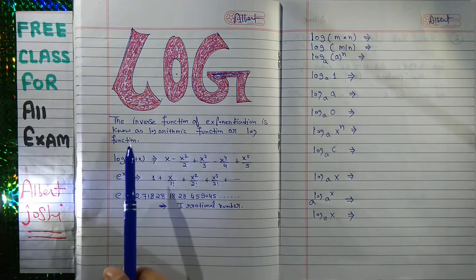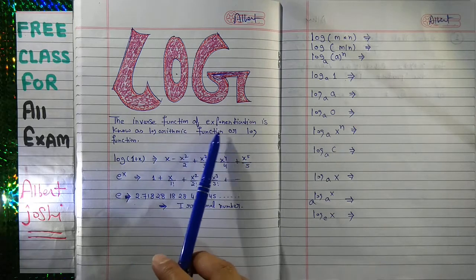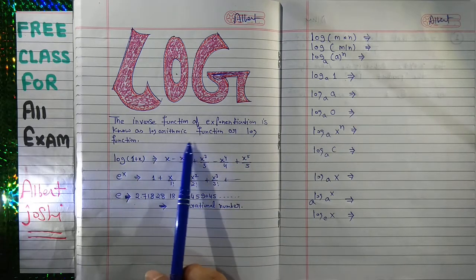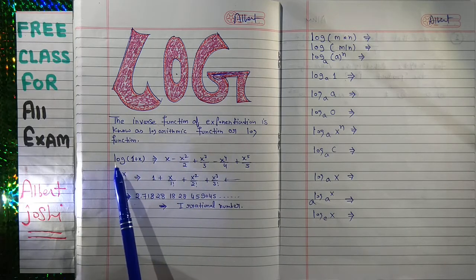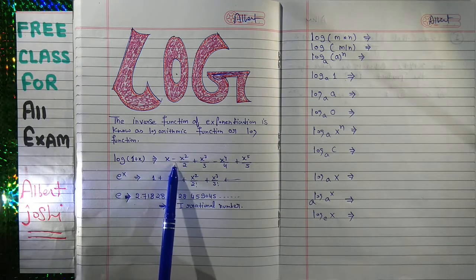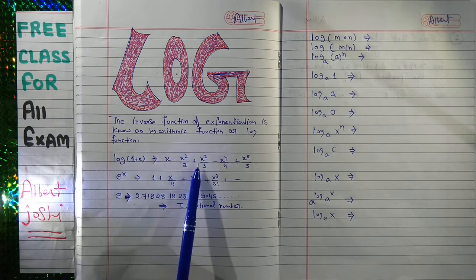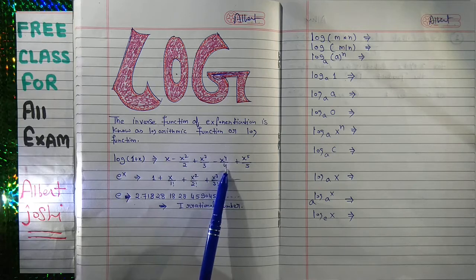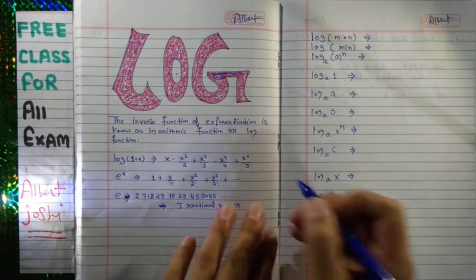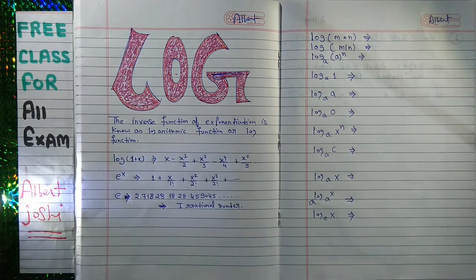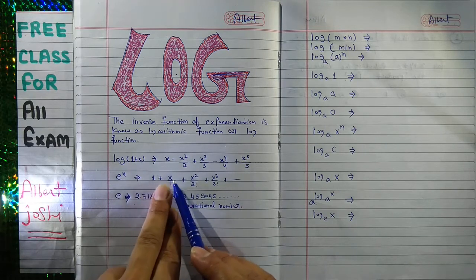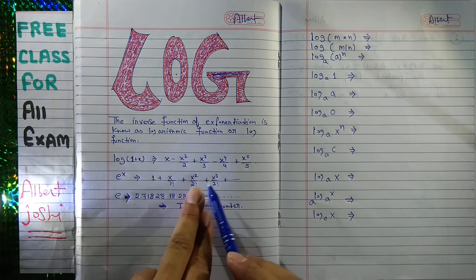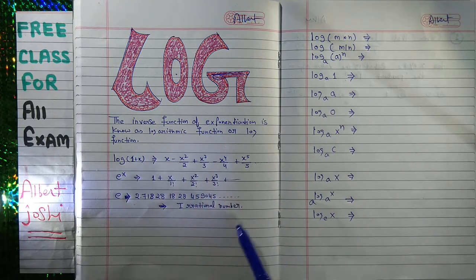We will discuss the inverse function of exponential, which is known as the logarithmic function or log function. So what is the log function? Actually, this log is also a value. The expansion of log(1 plus x) is x minus x square upon 2 plus x cube upon 3 minus x to the power 4 upon 4 plus x to the power 5 upon 5, and so on, infinite. Similarly, e to the power x is equal to 1 plus x upon 1 factorial plus x square upon 2 factorial plus x cube upon 3 factorial, and so on, infinite.